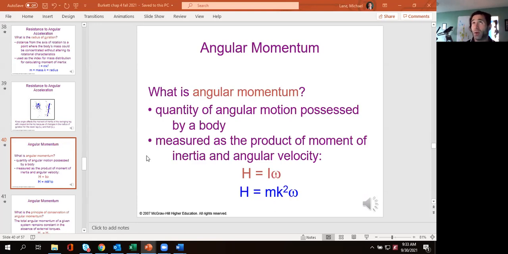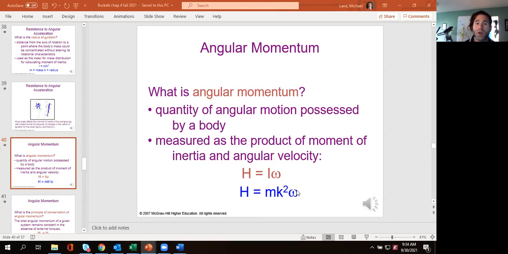We then have angular momentum, just like we have linear momentum. This is a combination of inertia multiplied by lowercase omega, which is the symbol for angular velocity. So H, angular momentum, equals I, inertia, multiplied by omega, angular velocity. Or we can look at it as the mass of the object multiplied by the radius squared, multiplied in turn by the angular velocity.